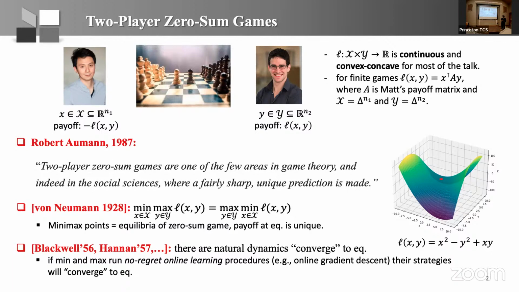So for today's talk, I would really like to think about what these results mean by converge. As you can see, I put them in quotes. In particular, if I run online gradient descent, does the strategy really converge to the equilibrium? Okay.